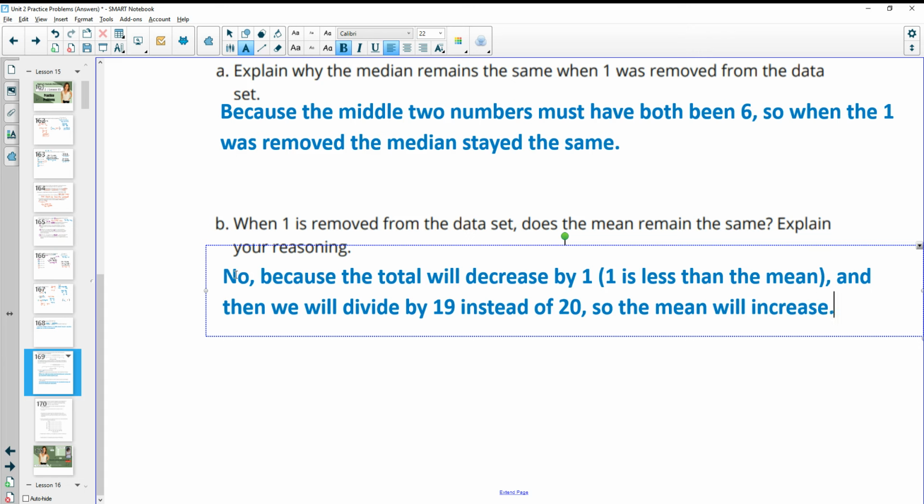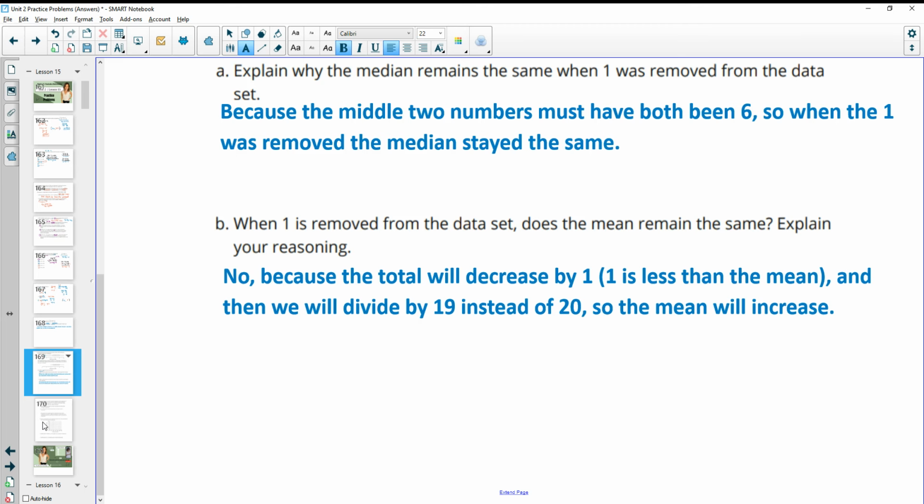So our total is only decreasing by 1, but that number is less than the mean. So when we divide by 19, the number is going to go up, or the mean is going to go up.